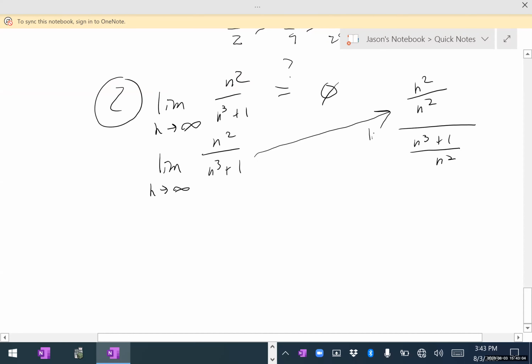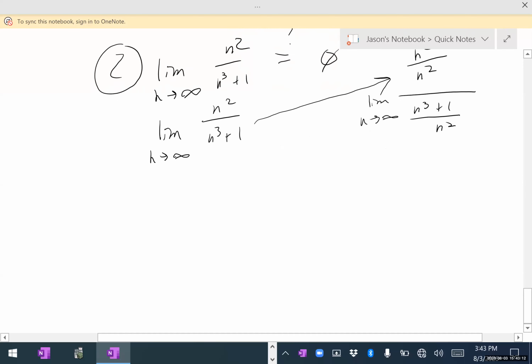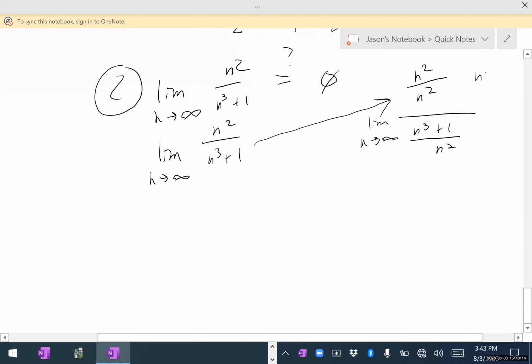And there's a limit here. Don't let me forget the limit as n goes to infinity. Well, what does the top become? This is with the understanding that n cannot equal 0. So this becomes 1 over what? I'm going to break up the denominator here. This becomes n plus 1 over n squared. Is that right?